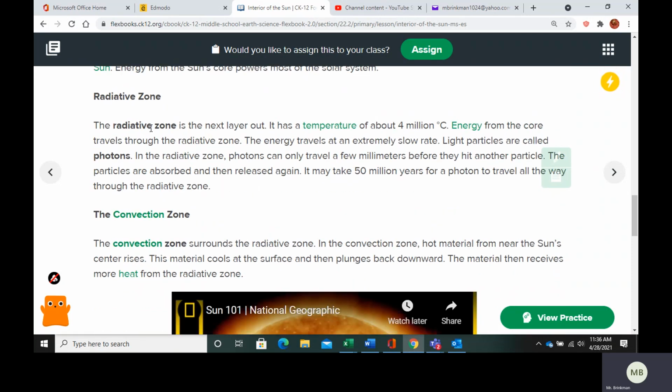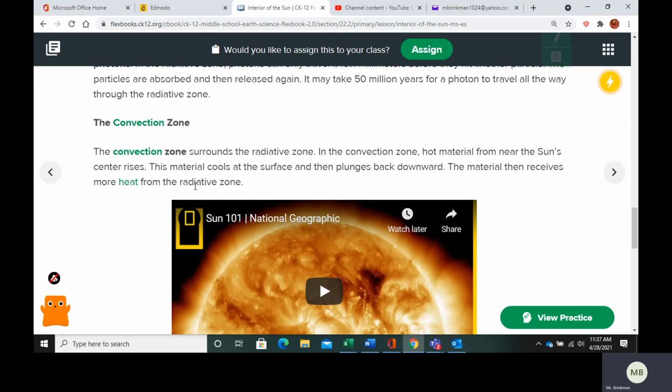Next is the radiative zone. Its temperature is a lot cooler than the core, but it's still very hot, 4 million degrees Celsius. Energy from the core is going to travel to this next layer, and the energy travels at a very slow rate. Light particles called photons can only travel a few millimeters before they hit another particle. So it's going to take about 50 million years for a photon to travel all the way through this zone.